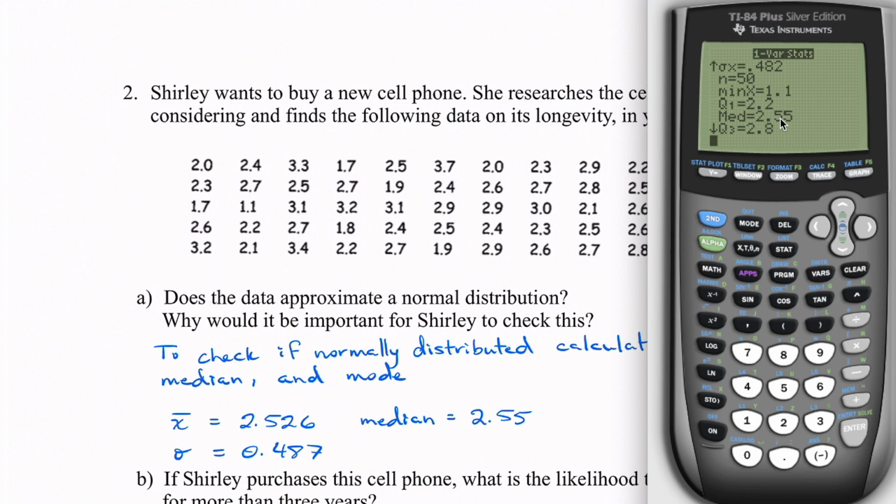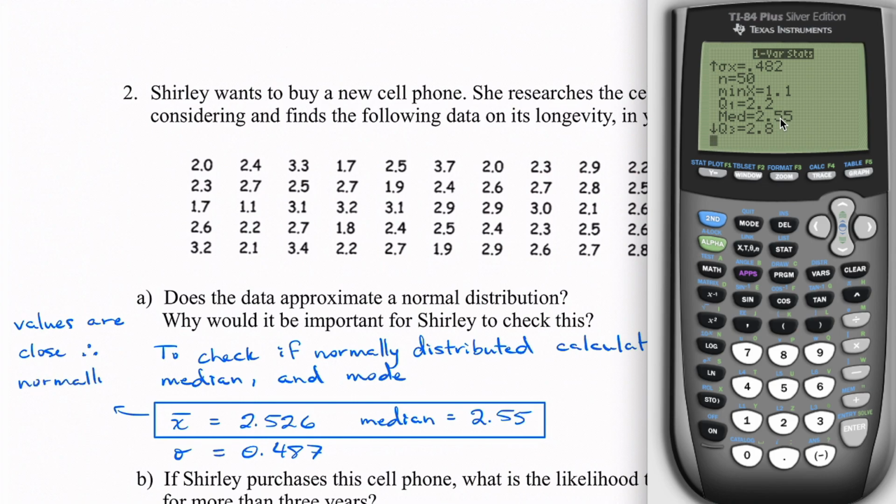Now, if I look at the values that we have there, the mean and the median are really close to each other. So if those were close, that is kind of one hint that's going to tell you that it is probably normally distributed. So I'm just going to write that. So the values are close, therefore it's going to be normally distributed. The other way that we could check and see whether it was normally distributed was by looking at the graph.